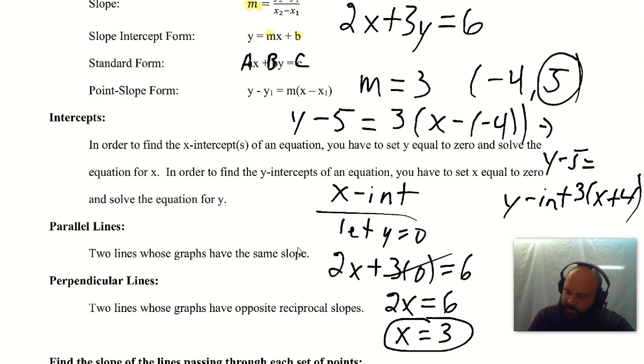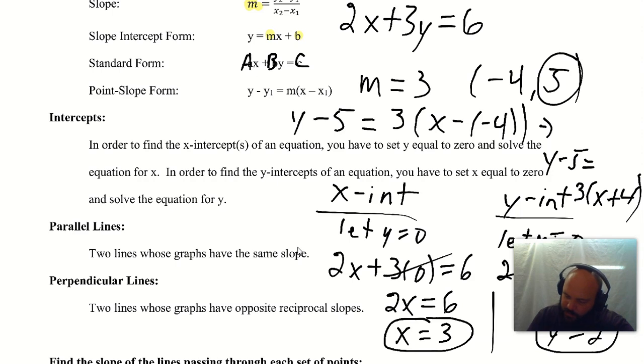Now, the y-intercept is going to be done in a similar fashion, but you're going to let x equal 0. And so when you let x equal 0, you get 2 times 0 plus 3y equals 6. 2 times 0 crosses out. You have 3y equals 6, which is y equals 2. And that tells you that that equation will cross the y-axis at 2.